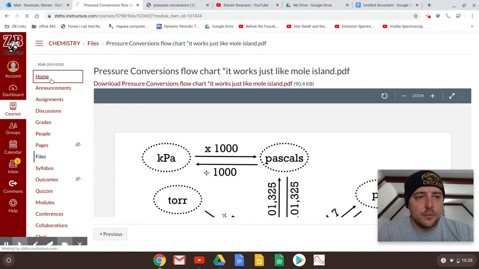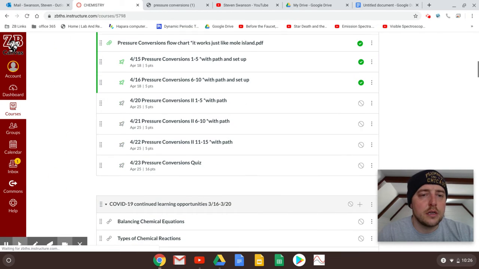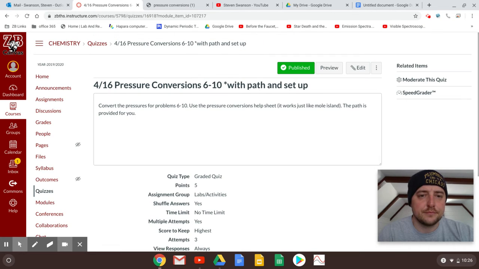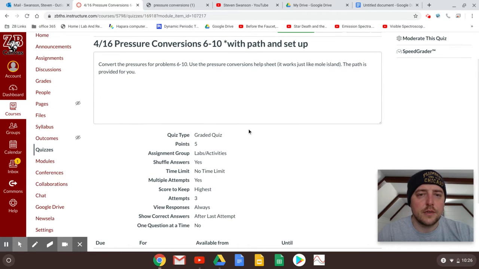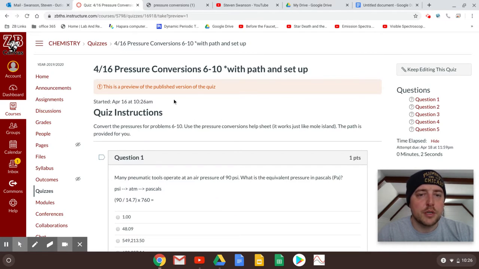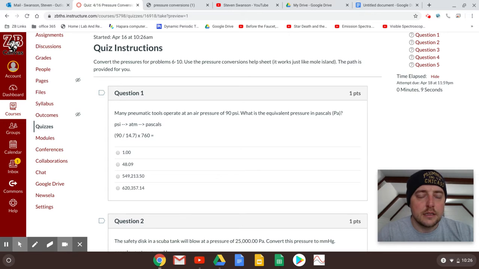Then go back to the home page and go to the assignment. For me, it just shows up as a preview. But pressure conversion 6 through 10 with path and setup is what it is, a total of 5 questions. Let's get at it.